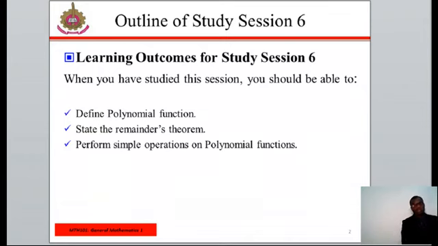After the end of this study section, you should be able to define polynomial function, state the remainder theorem, and perform simple operations on polynomial functions.